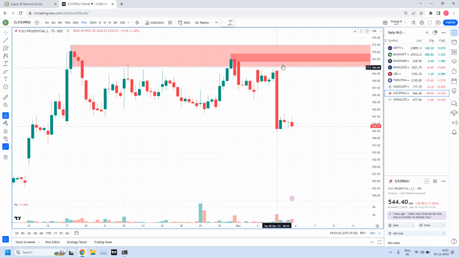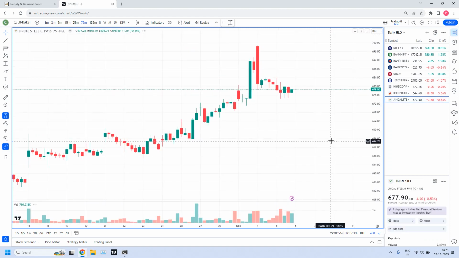Just 3 rupees before reaching. See how fast prices came down. But anyway, we didn't get the entry. And Zindal Steel we have kept in the watch list because it has both demand and supply zones.